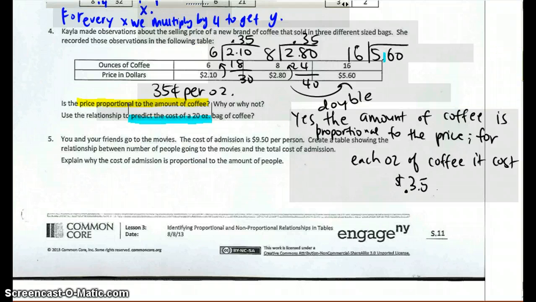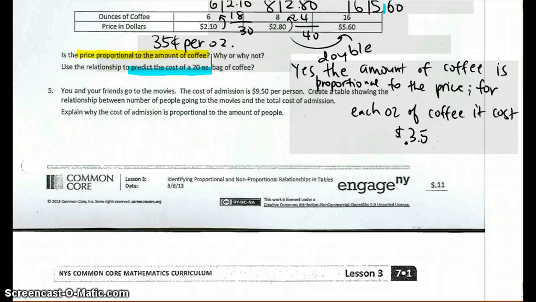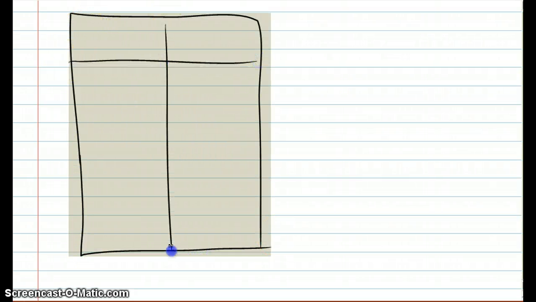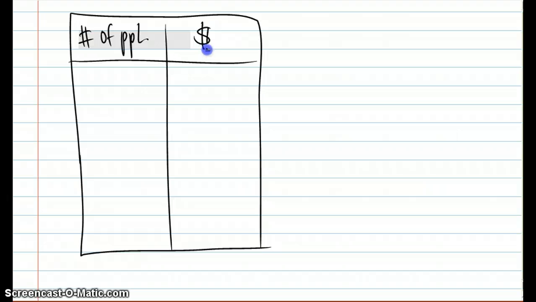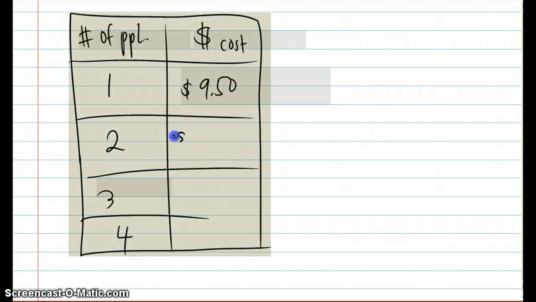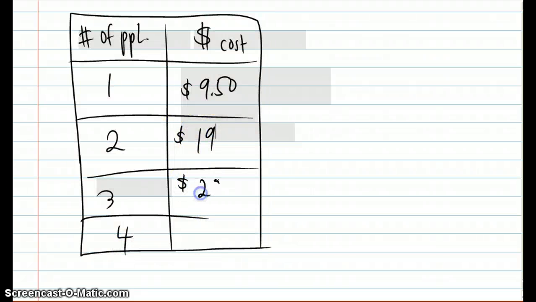Okay, number 5. We're going to make a chart and a table. So I'm going to make the table over here on this page. We have 2 columns. We're going to say that the first column is the number of people and how much it's going to cost us in dollars. Now if I have 1 person, it's $9.50. And just do a couple, maybe 4 of them. Here we then have $19, then $28.50. For 4 people, $38. And if you have some different amounts, that's okay.